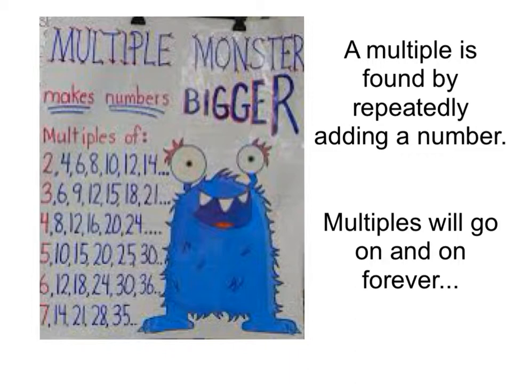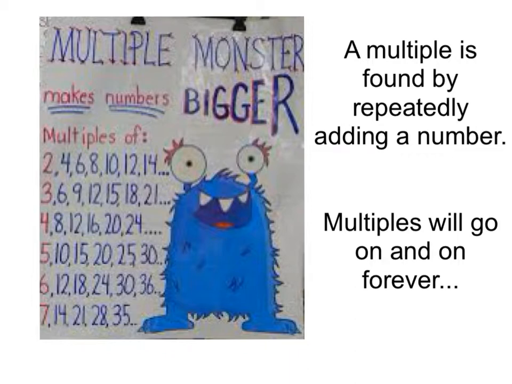A multiple is found by repeatedly adding a number. And because we can add a number over and over and over again, multiples will go on and on forever. It will never ever end.